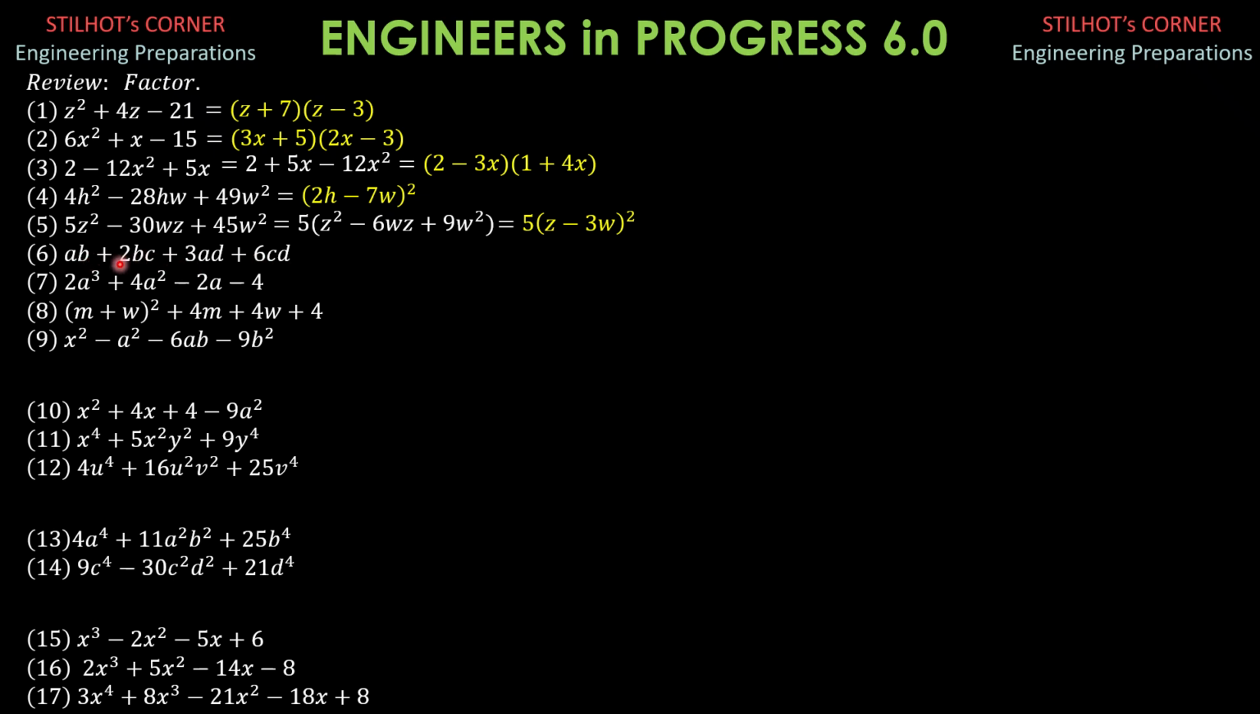By checking, we notice that for the first two terms here, b is common. And for the last two terms, 3d is common. So factor out b: b times quantity a plus 2c, then plus 3d times a plus 2c. Since a plus 2c is common, let's factor it out. So the complete factored form is quantity a plus 2c times quantity b plus 3d.